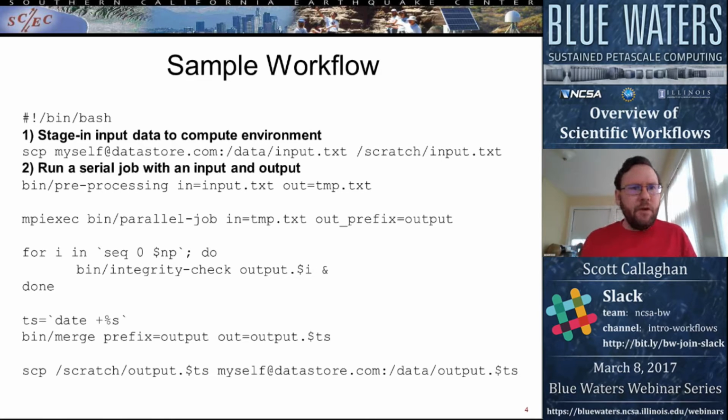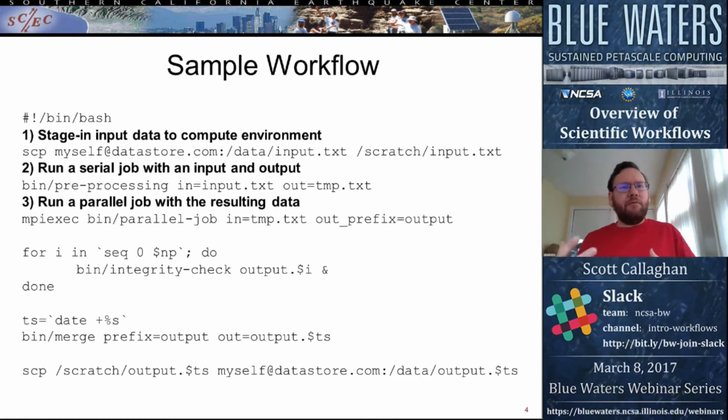Well, the second line, we're going to run a simple serial job, this pre-processing job. We're going to take this input file and produce some kind of temporary output file, which is formatted the way we need it to be. Next, we're going to run our big job. We're going to run a big MPI job here, a parallel job. We're going to use this temp file as our input. We're going to produce a bunch of output files, say one per core, output.1, output.2, and so on and so forth. This is kind of our big job here, step 3.